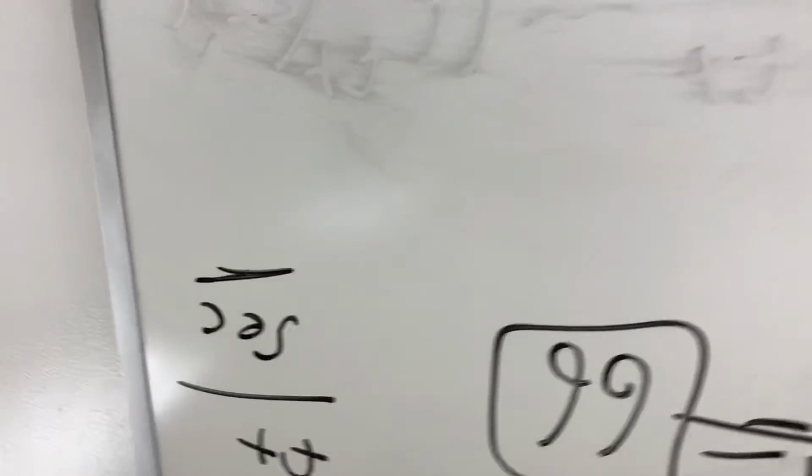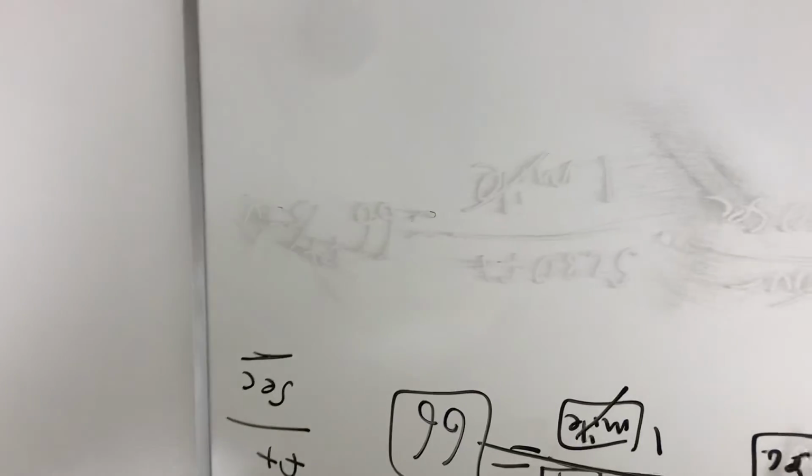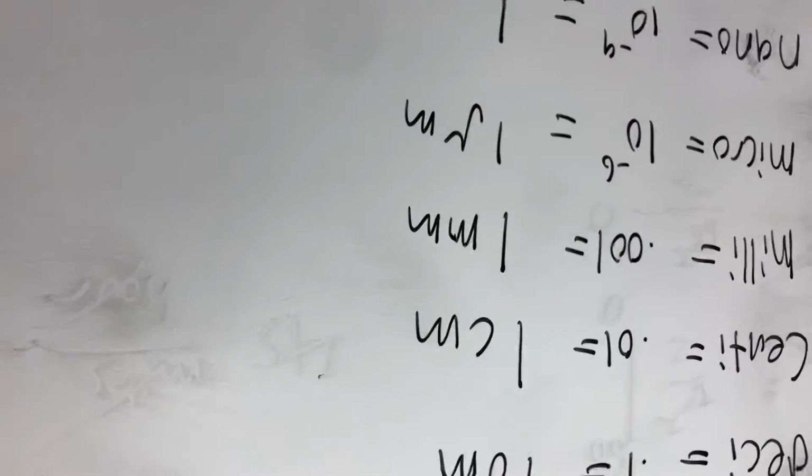So that answered the question: if you're traveling at 45 miles per hour, you're going 66 feet per second. So that's fun to do. All right, that's today's class.